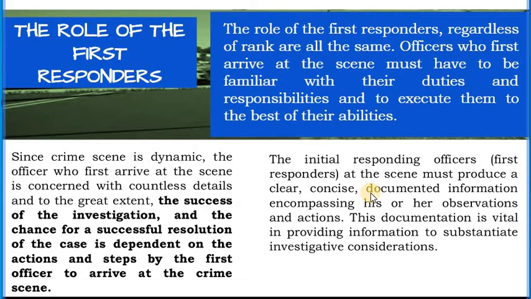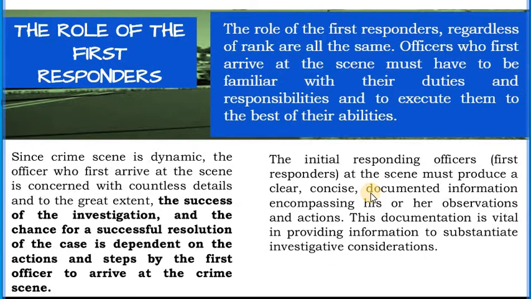So, the role of the first responder, regardless of rank, are all the same. Okay? Kahit patrolman ka, kahit pinaka-chief ka, or kahit barangay captain ka lang or barangay tanod. Officers who first arrive at the scene must be familiar with their duties and responsibilities and execute them to the best of their abilities. So, regardless of your rank, regardless of your age, dapat alam mo yan kasi ikaw ang kauna-unahang pumunta dun sa crime scene.